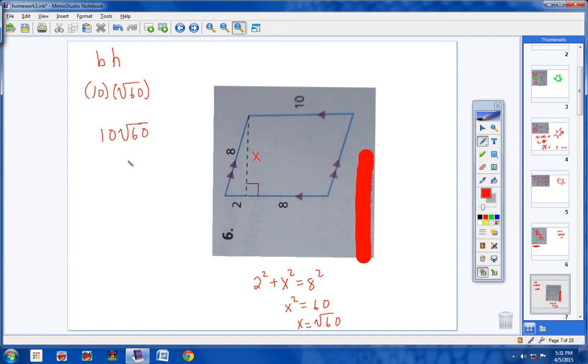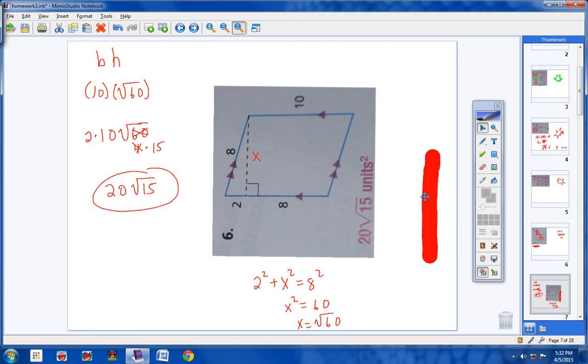Okay? Now, to be honest with you, we can split this up. 60 is 4 times 15. And we know the square root of 4 is 2. So we put a 2 on the outside. 2 times 10 is 20. And we're left over with the square root of 15. Or you can type this whole thing into your calculator and get a decimal, whatever you prefer. But there's the answer. 20 square root of 15 square units. Alright, moving on to number 7.